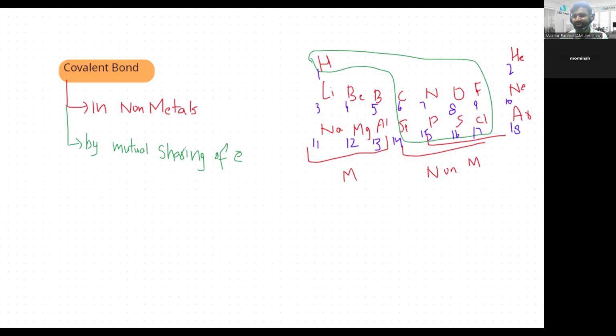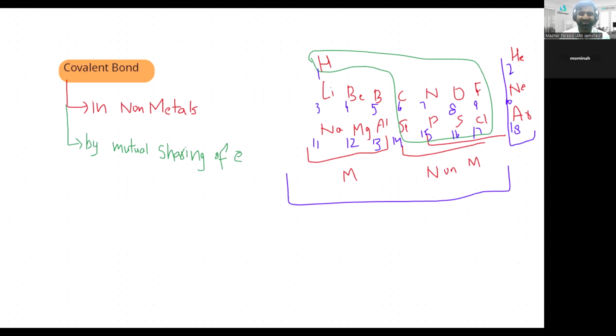These are called noble gases, because their valence shells are complete. So they are inert. They cannot form a bond with any atom because they are stable. They don't need to gain or lose electrons to become stable. The remaining elements want to become stable like these noble gases.